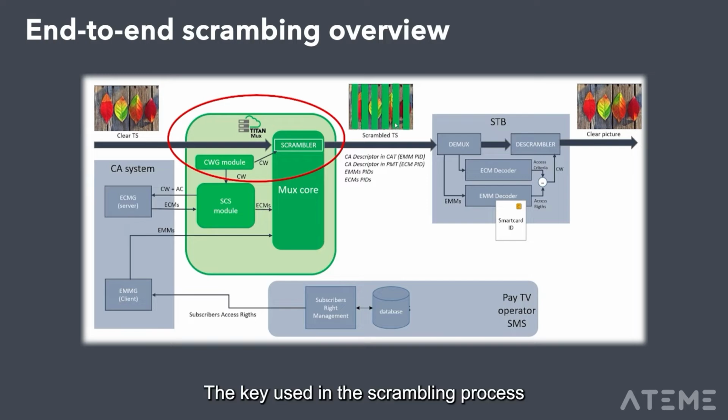The key used in the scrambling process is called the control word, and it actually changes every few seconds, as we'll see later. It is generated inside the MUX in another module called the control word generator. So when the scrambled TS reaches the set-top box, the set-top box as such doesn't know what to do with it because it doesn't have the key to descramble it. It doesn't have the control word.